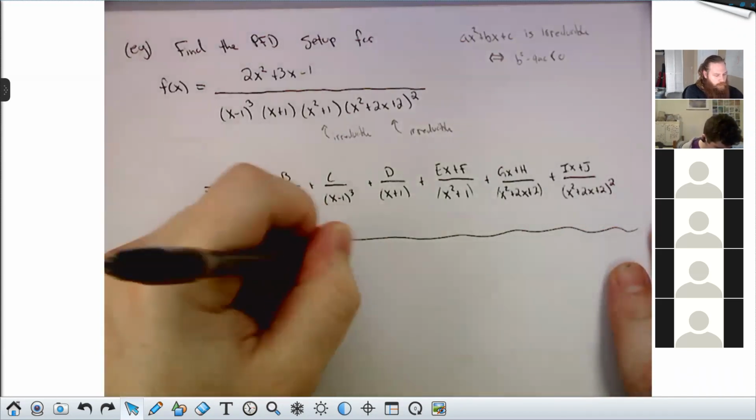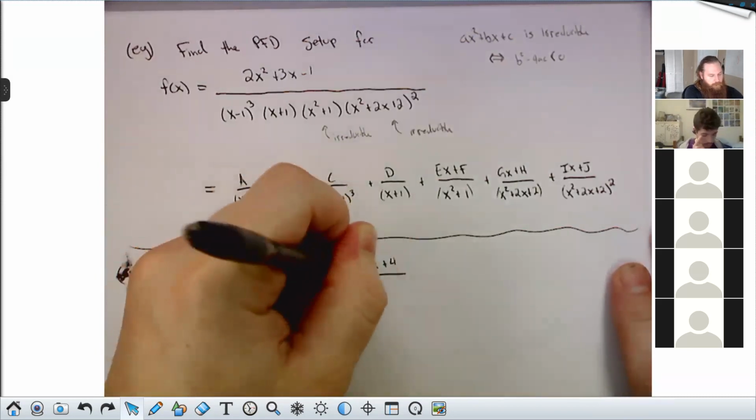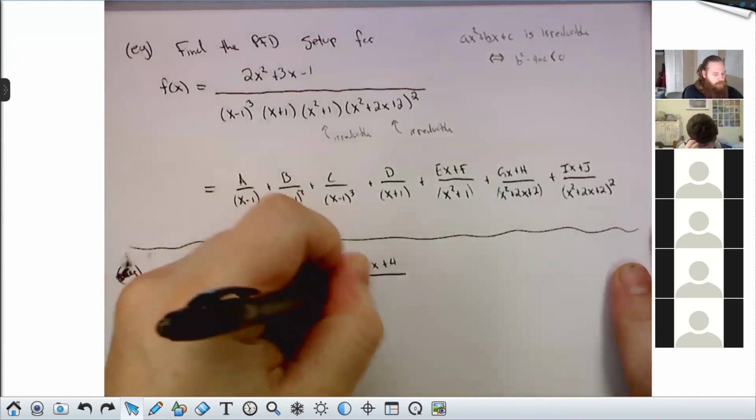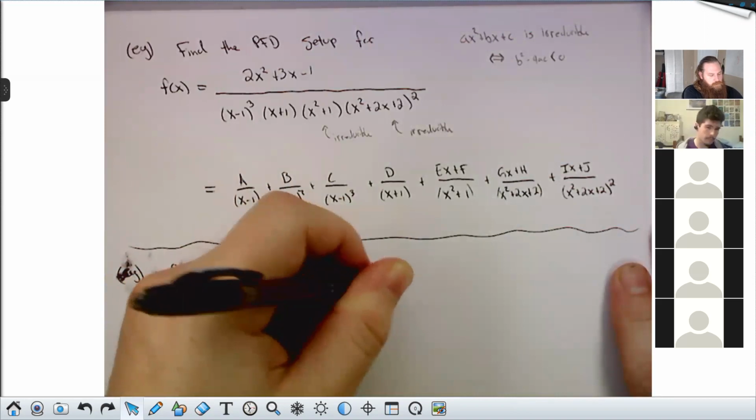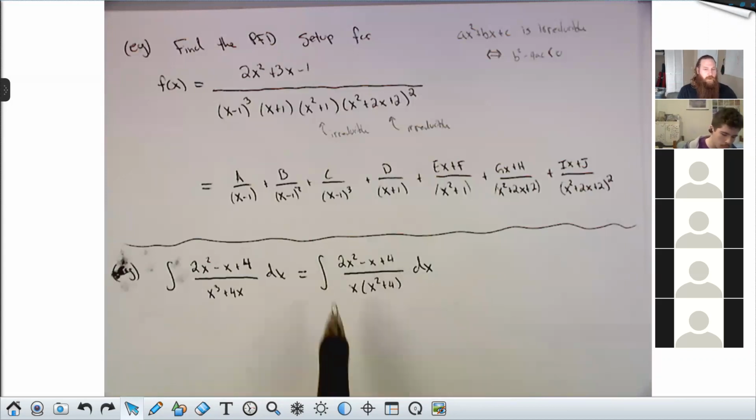Factor the bottom. I can pull out an x. And I get this. So your first step is always to factor the bottom. Check if it's proper. If it's not, you'll do something else. I'll show you in a minute. If it is proper, factor the bottom, figure out your PFD setup. When you start the PFD, step away from the integral, right? So my next few lines, I'm not going to write any integration. Just algebra.